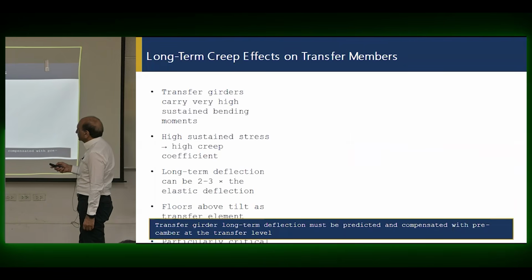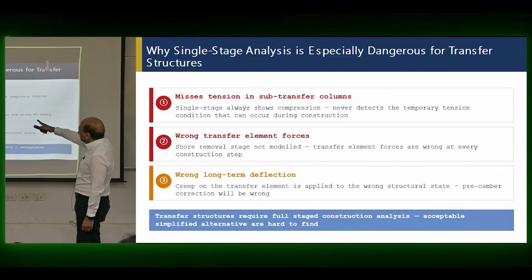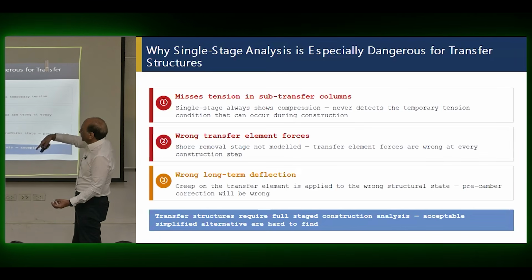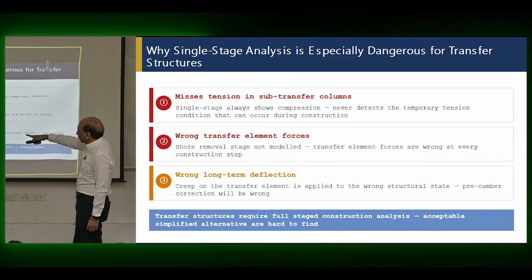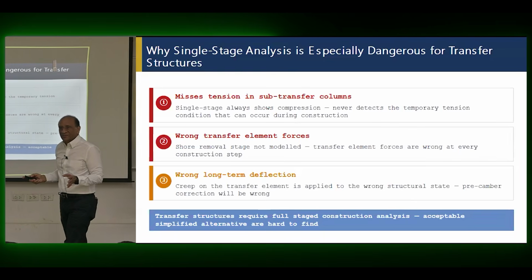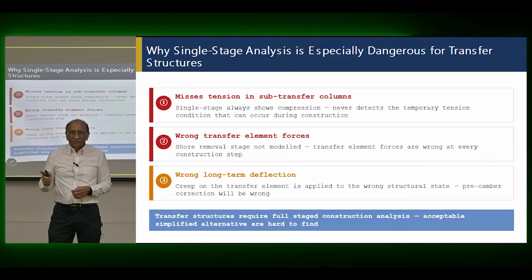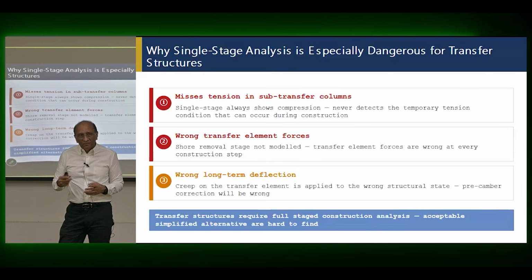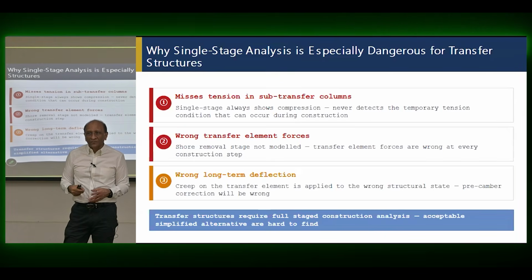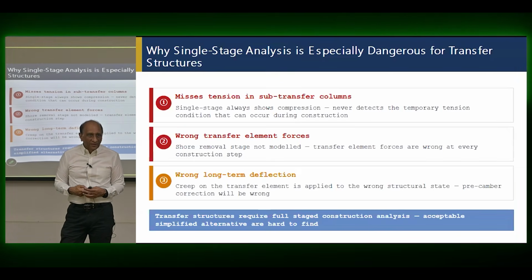Then long-term deflection can be 2 to 3 times. We already know that. So, like I said, there can be tension in the sub-transfer columns, wrong transfer element forces, wrong long-term deflection. All this can happen, and these are marked in red because it's really serious. So for a transfer girder, in any tall building with a transfer system, you must be very careful in analyzing and designing those components.